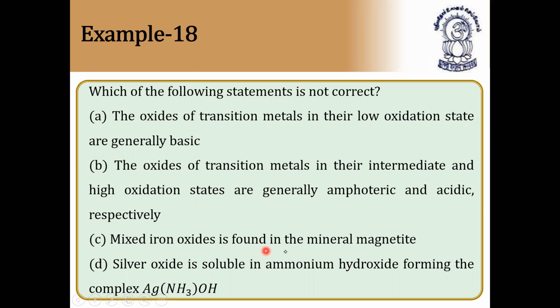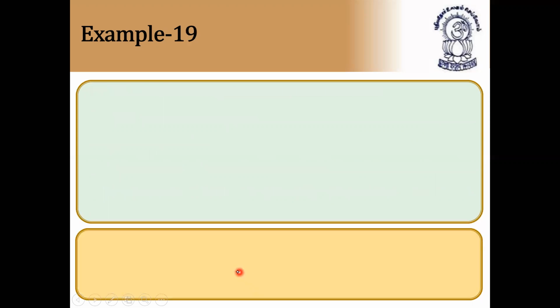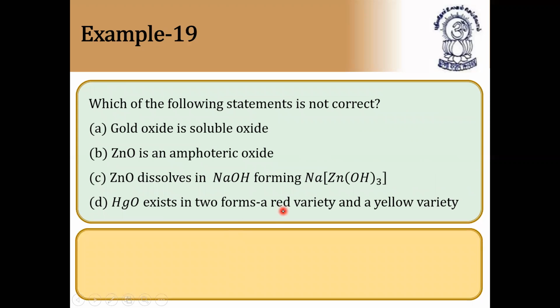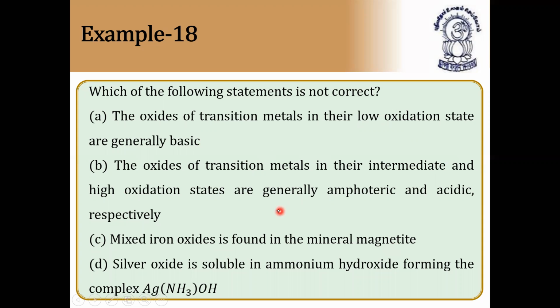Mixed iron oxide is found in the mineral magnetite. Magnetite has the formula Fe3O4, so it has mixed iron oxides. Silver oxide is soluble in ammonium hydroxide, forming the complex silver diammine hydroxide. So definitely the answer should be D. So the answer is option D.